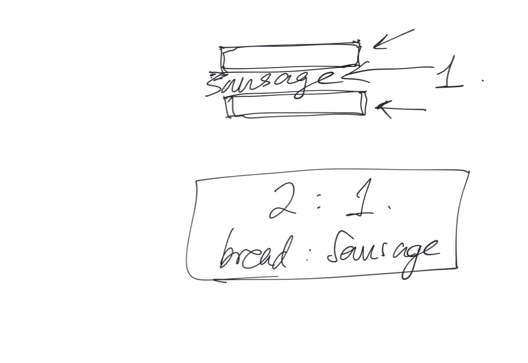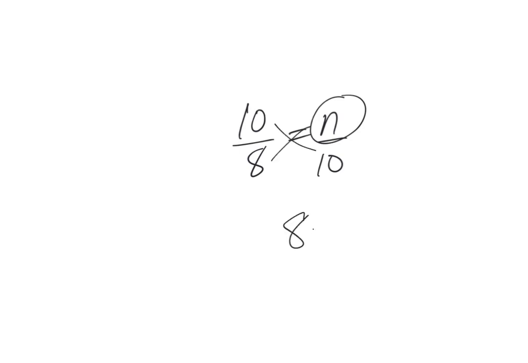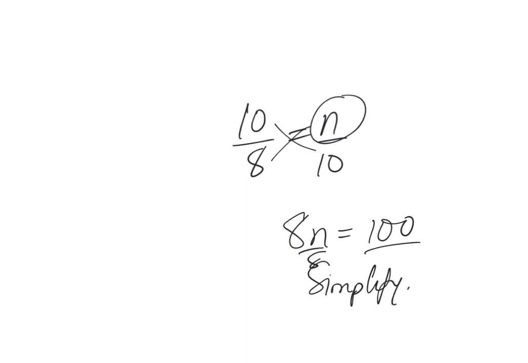You can cross multiply to do this, where you might be told 10 over 8 is equal to n over 10, and you have to solve for the n. So basically what you do is you cross multiply and you get 8n is equal to 100. And then you can simplify this, which is dividing both sides by 8.